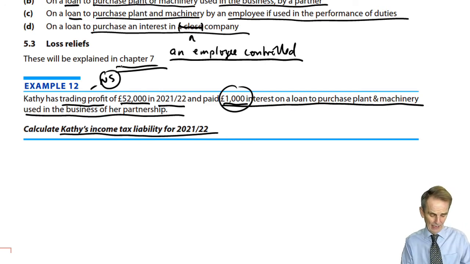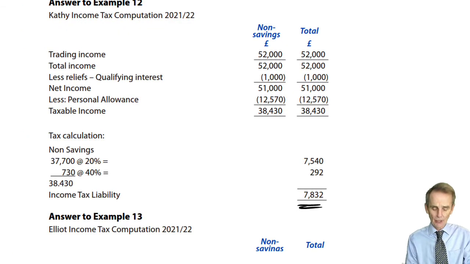You've got 52,000 non-savings income. You've got qualifying loan interest of 1,000. That'll bring you down to your net income, take away your personal allowance, get your taxable income, and tax that taxable income using the relevant tax rates. Enough said. Now, therefore, over to you. So pause at this point, and then we'll quickly check to make sure that you've got this area sorted. Well, hopefully a quick and easy exercise was example 12 for Kathy.